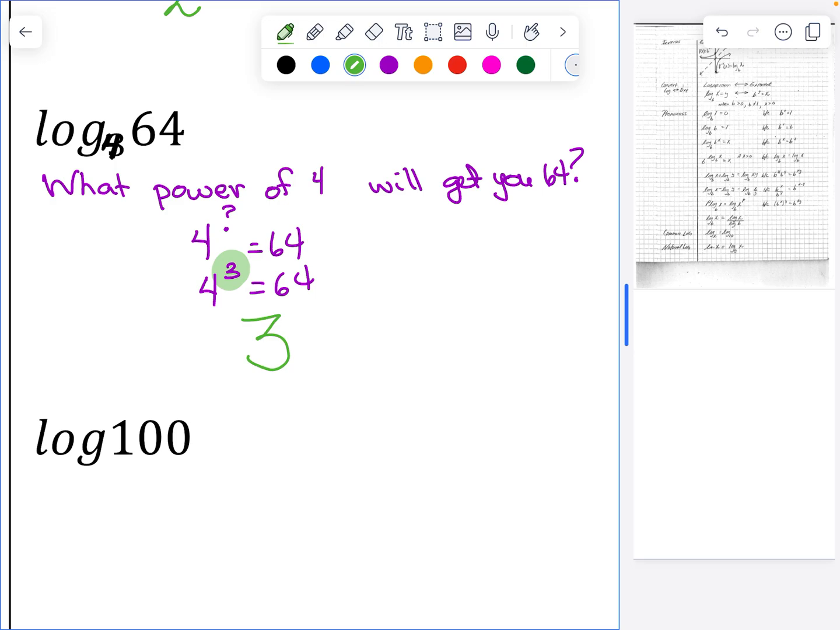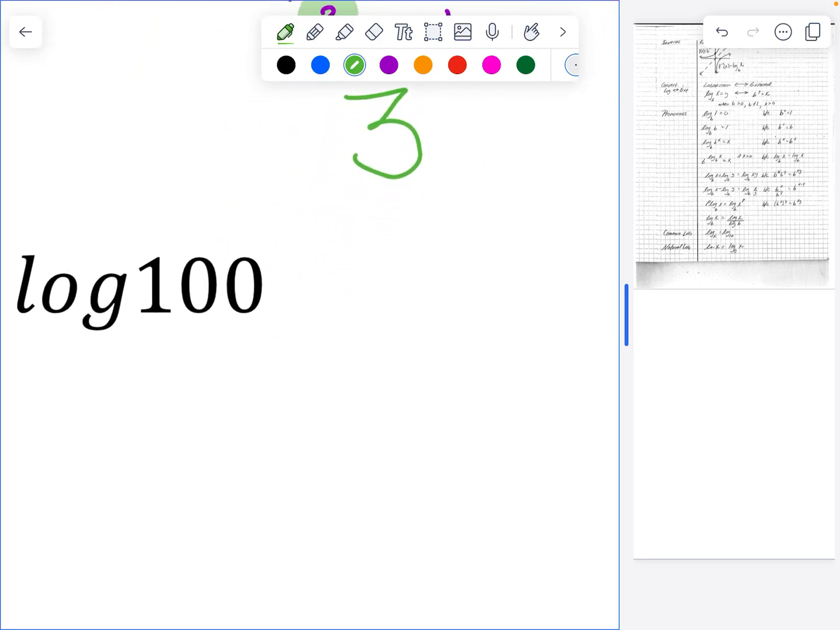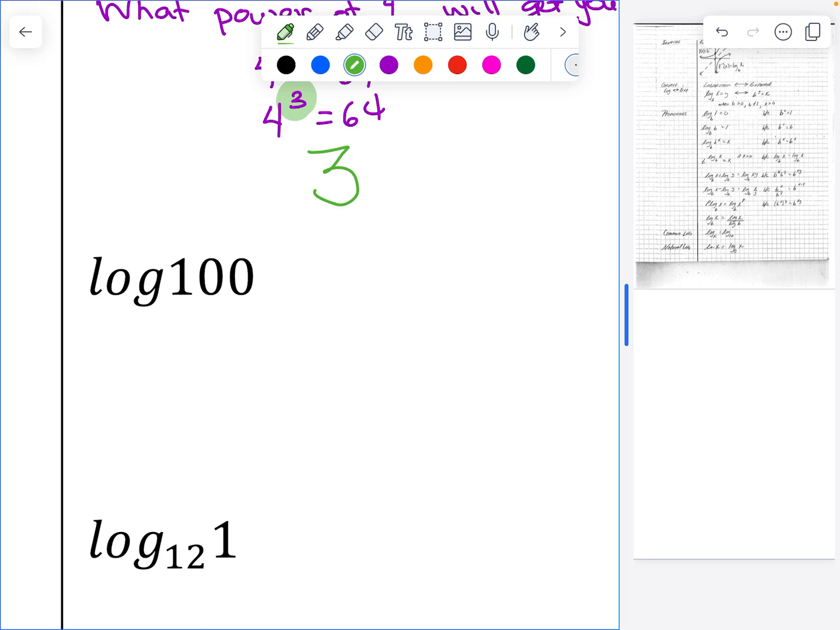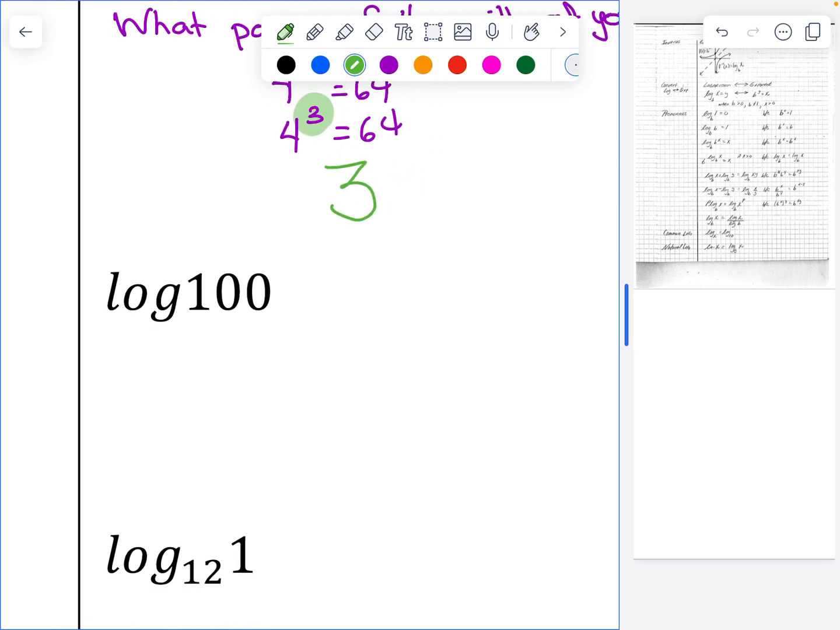Okay. I'm doing a terrible job of this. Hopefully when I present it in class, I'll do better. You'll notice that in this problem there is no number right there. When there is no number right there, this is called a common log.